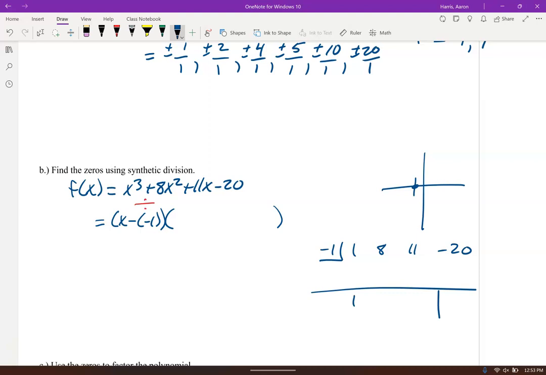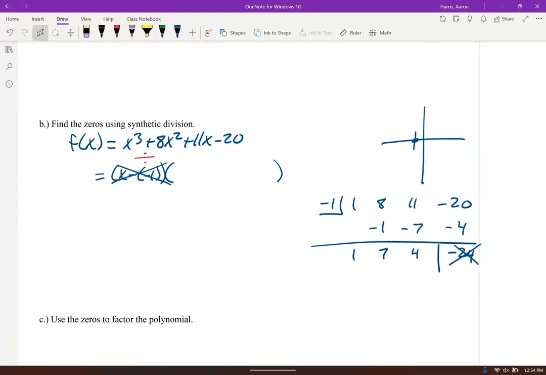Drop the 1 straight down. 1 times negative 1, negative 1. 8 minus 1, 7. 7 times negative 1, negative 7. 11 minus 7, 4. 4 times negative 1, negative 4. Uh-oh. Is my remainder 0? No. So is x minus negative 1 a factor? No, it's not. So negative 1 is out. Let's try positive 1.